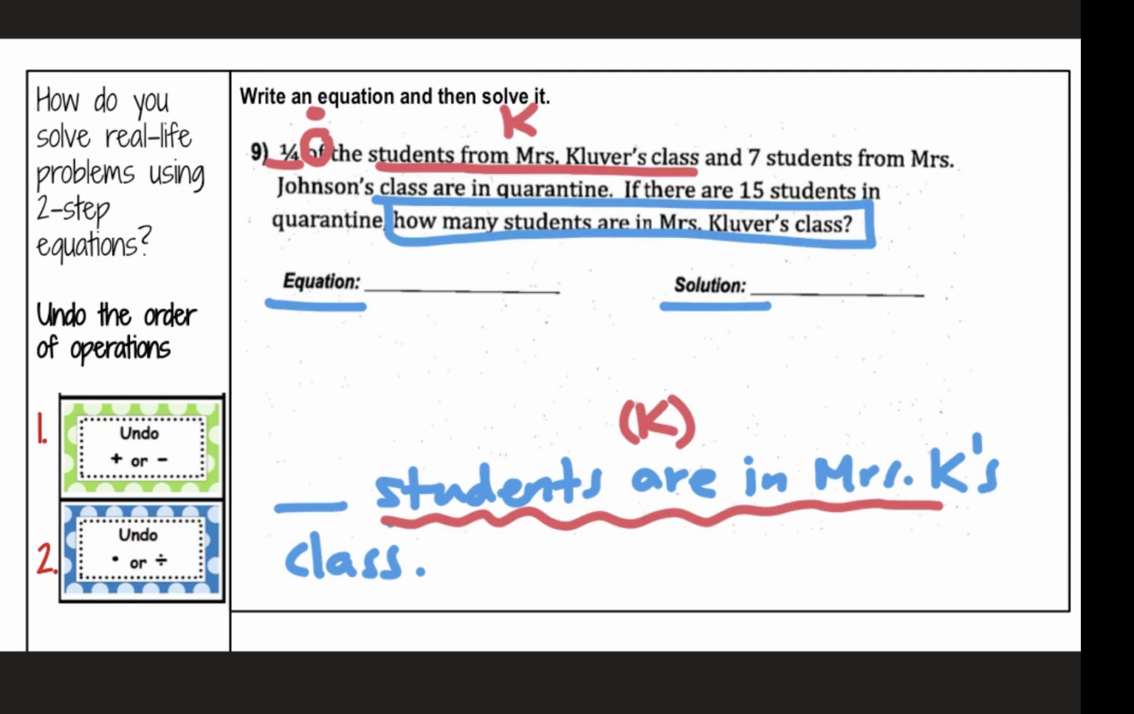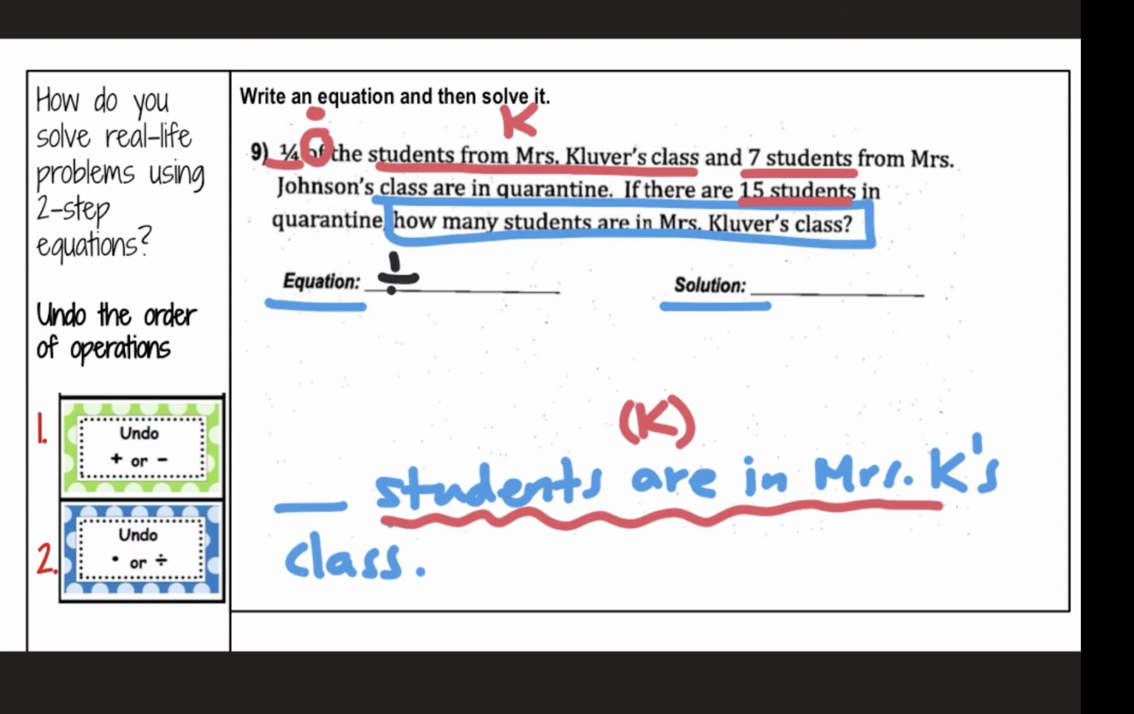So let's pick it up right here again. And 7 students from Mrs. Johnson's class are in quarantine. We also need to know how many students in Mrs. Johnson's class are quarantined, right? Because it gives us the total then. So 7 students from Mrs. Johnson's. If there are 15 students in quarantine, hey, that represents the total there, right? How many students are in Mrs. Kluver's class? Well, let's go ahead and translate this and write it down.